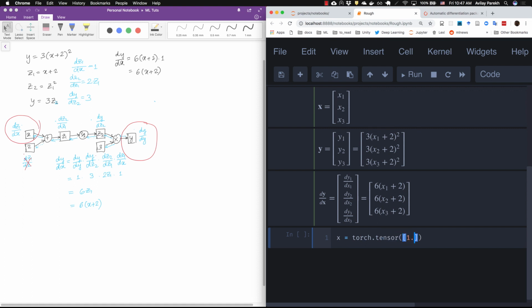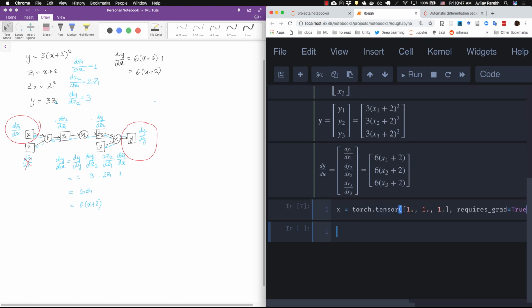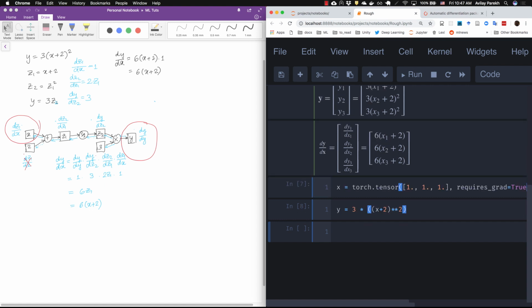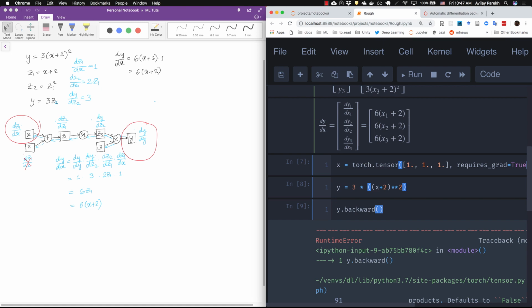As before, we'll create the tensor of all ones, and we set requires_grad equals True. Again, as before, nothing changes. y equals (x plus 2) squared, and again it will create the compute graph behind the scenes. And now when we want to create the backpropagation graph and we say y.backward, it's actually going to give us an error. So let's see what that error is.